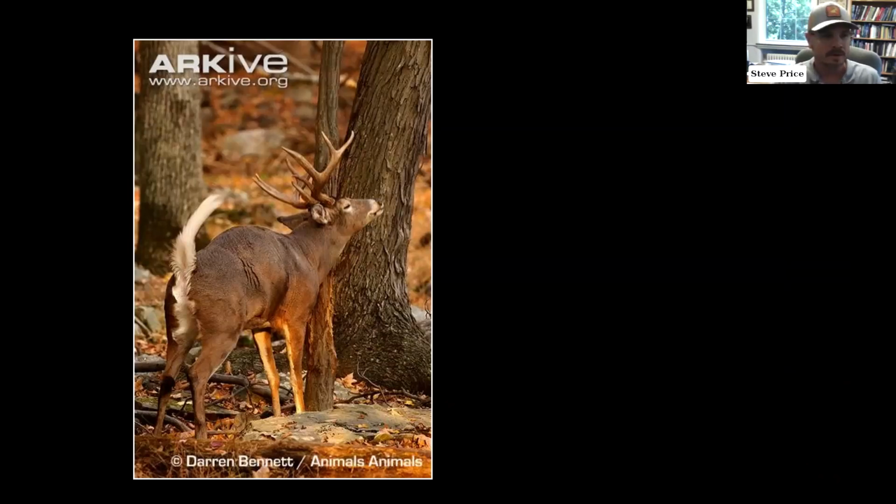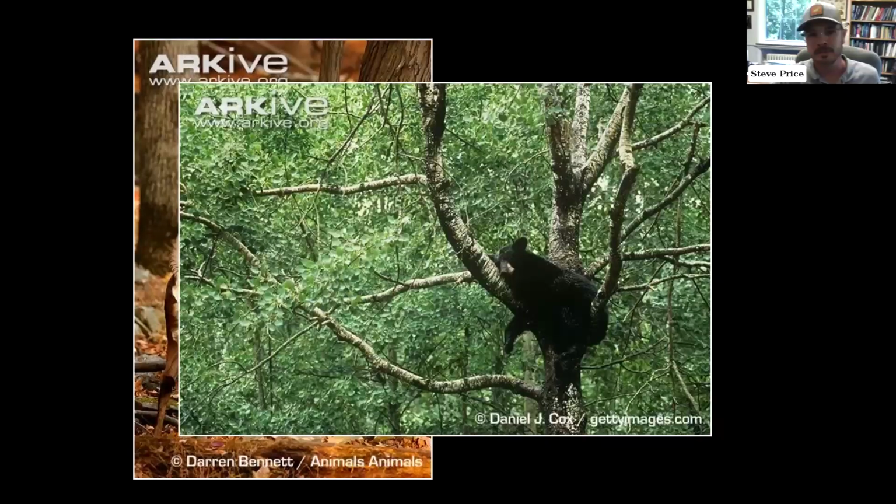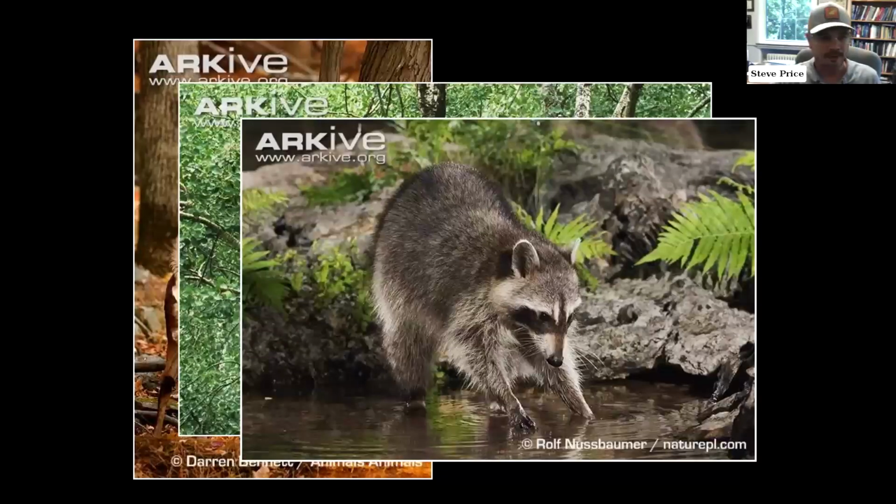So most of us are familiar with these charismatic wildlife, right? We see things like white-tailed deer and bears sleeping in trees. They're so cute and fuzzy and obvious up there. Raccoons, either in a natural setting like this or maybe in your trash cans. And there's a lot of charismatic birds as well.